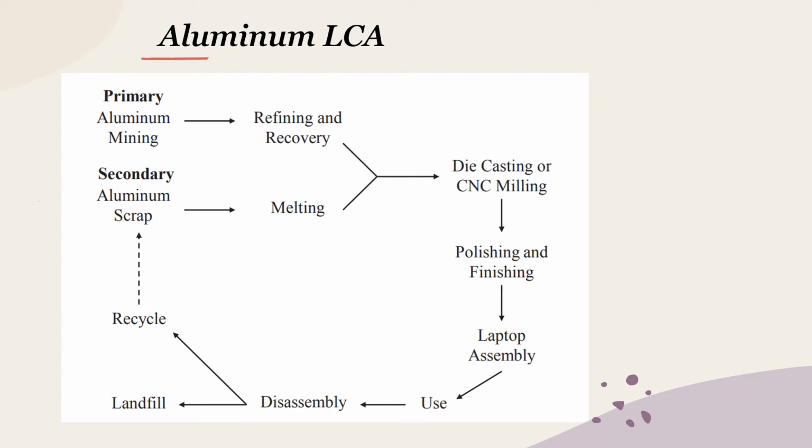It starts off with the primary aluminum mining. It goes into the refining and the recovery, and then you have the secondary aluminum scrap that goes into the melting phase. And from there, it then goes into the die casting or the CNC milling, and the aluminum will then be polished and finished, and then the assembly of the laptop will occur, and then the use from the consumer, the disassembly of this laptop, which will then be recycled or sent to a landfill.